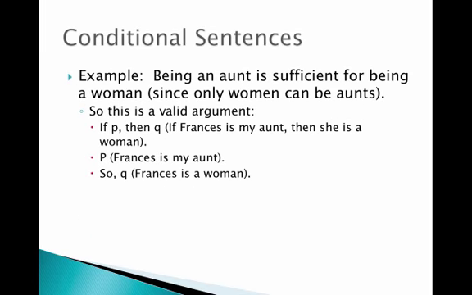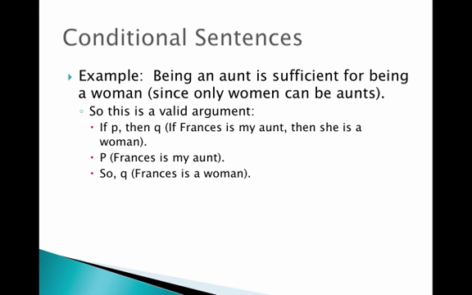Let's look at an example. Being an aunt is sufficient for being a woman, since only women can be aunts. That's just a part of the definition of the word aunt. So this is a valid argument. If P, then Q: if Frances is my aunt, then she is a woman. P: Frances is my aunt. So Q: Frances is a woman.